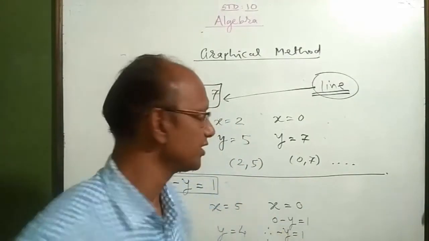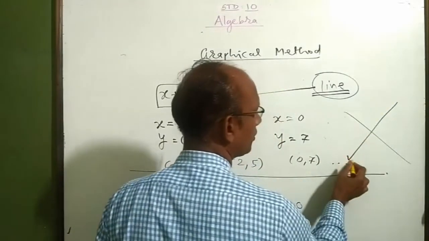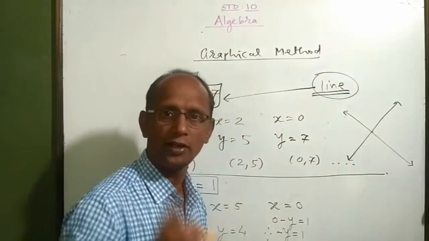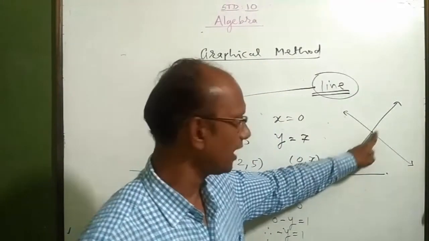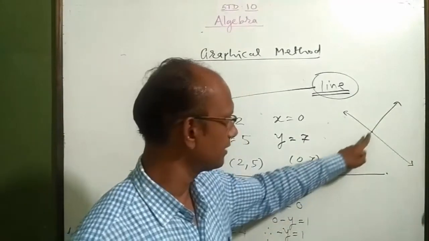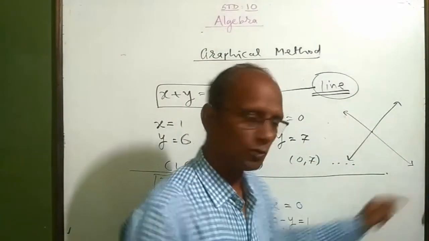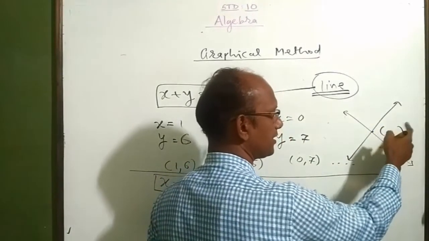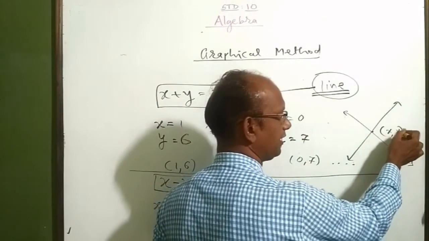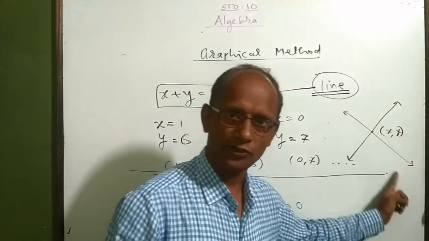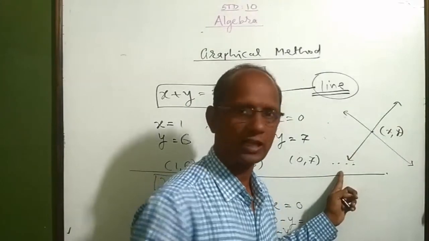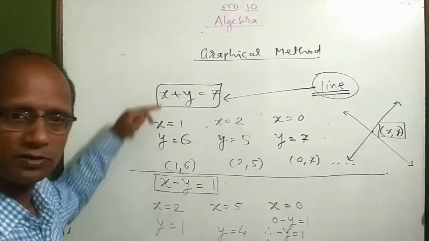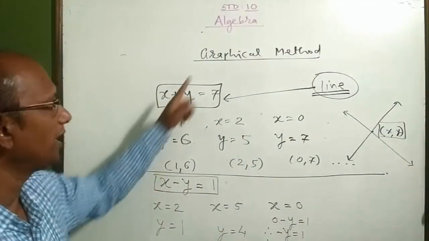They intersect each other, and the point of intersection of the two lines is one and only one. It means that point lies on the first line as well as on the second line. So whatever the coordinates of this point are, the value of x and value of y satisfy this equation as well as this equation. So that's why this is the solution of the simultaneous equation by graphical method.